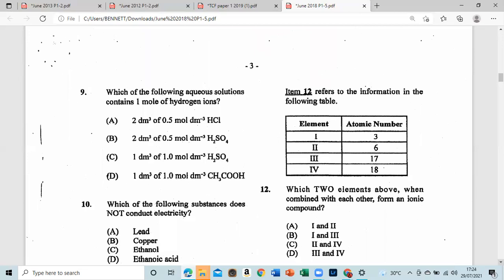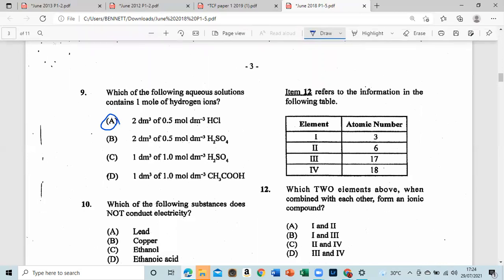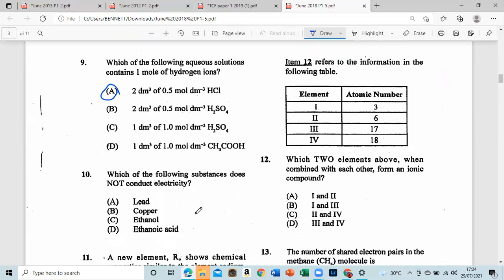Number 9, which of the following aqueous solutions contain 1 mole of hydrogen ions? And that is A. Number 10, which of the following substances does not conduct electricity? Is it lead, copper, ethanol, or ethanoic acid? And that is ethanol.